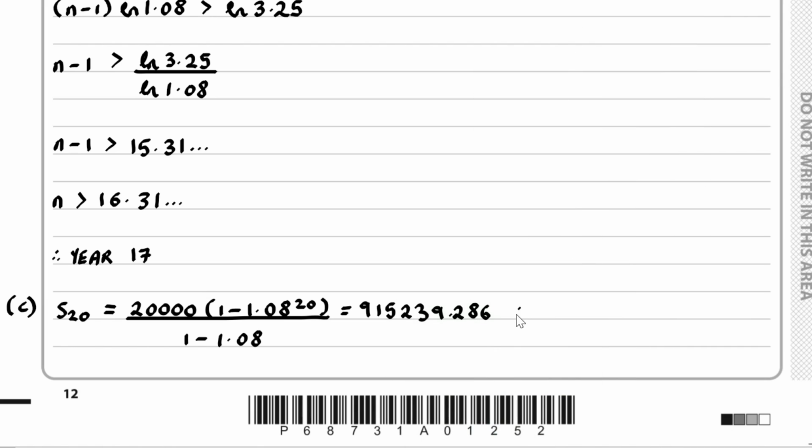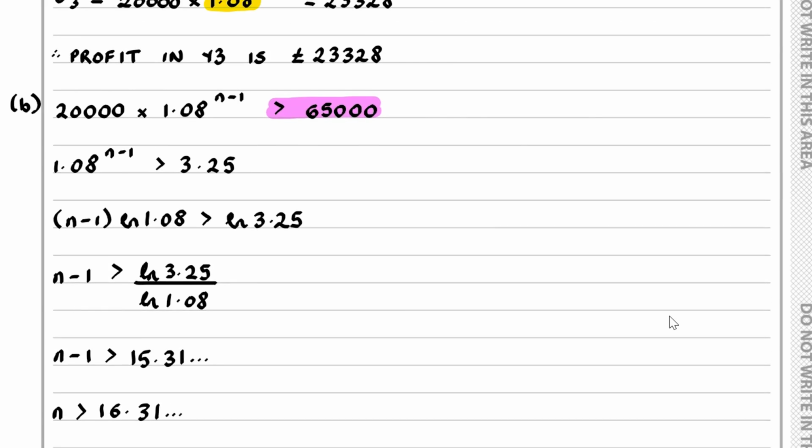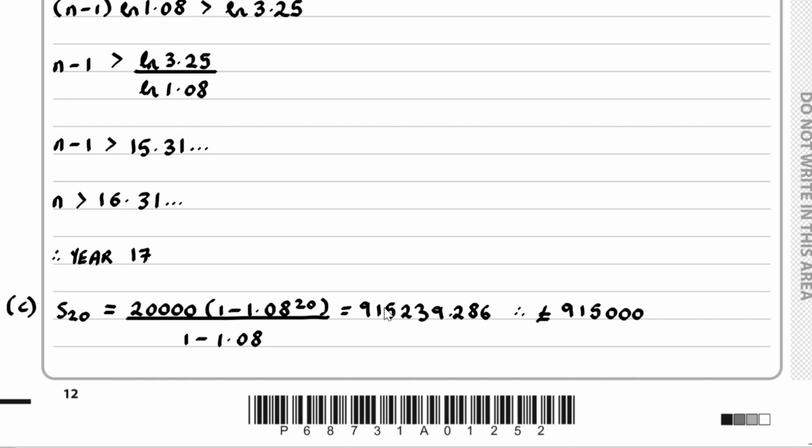and so therefore we have £915,000, of course, given to the nearest 1,000. So we have £915,000 to the nearest £1,000.